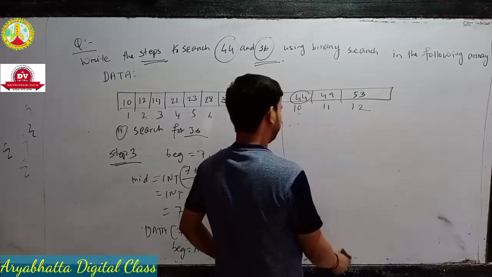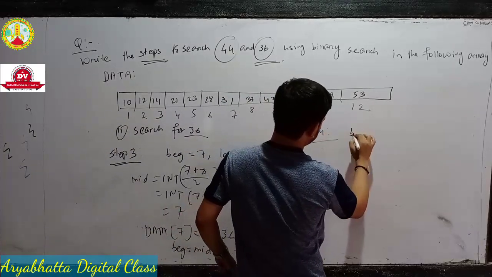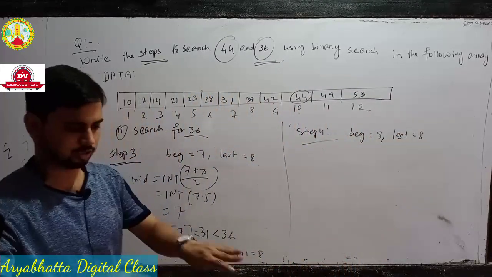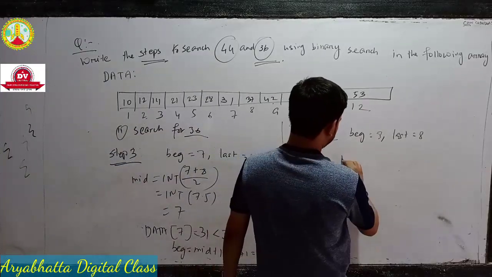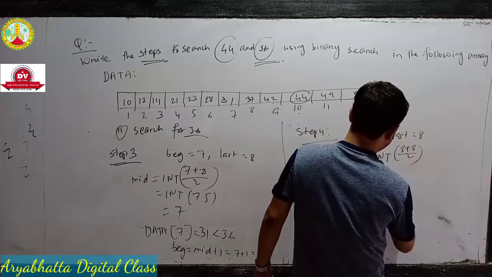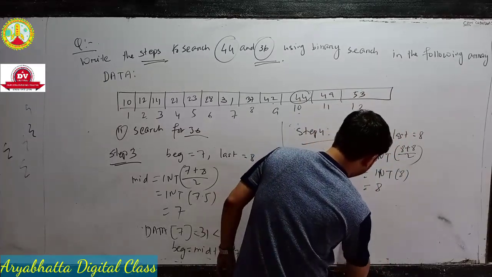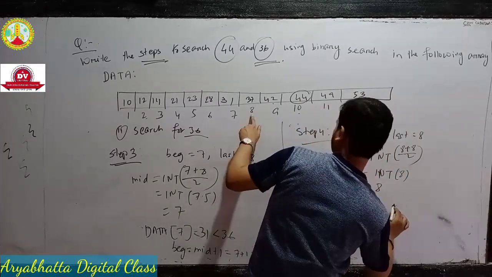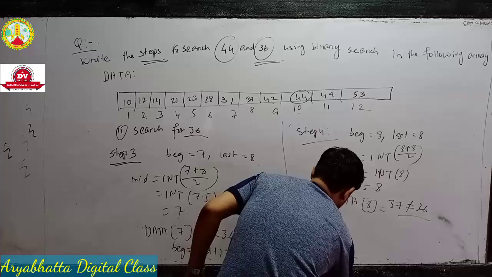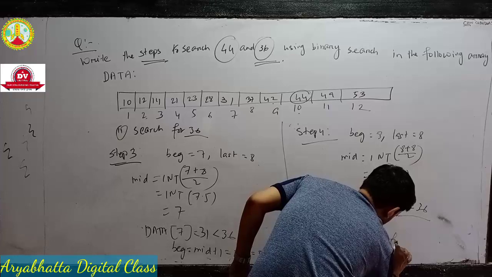when your beginning and last are equal, then you can stop. Beginning 8 and last 8 means beginning and last both are equal, means this is the last step. You see, mid is 8 and data 8 is what? 37, which is not equal to 36, means search unsuccessful.